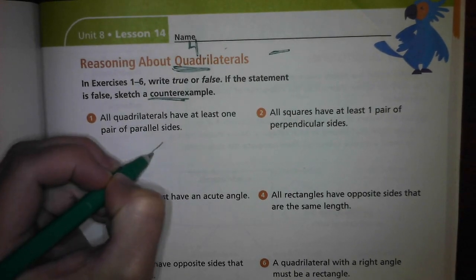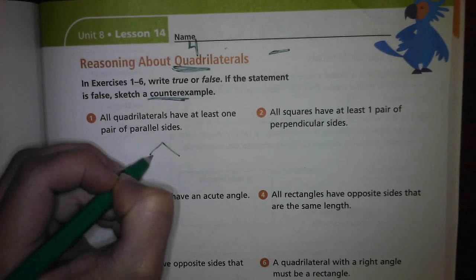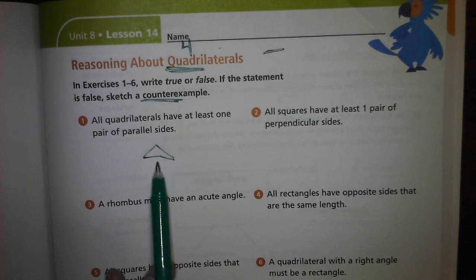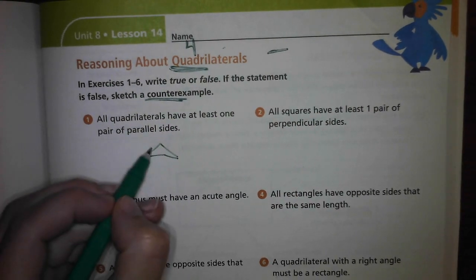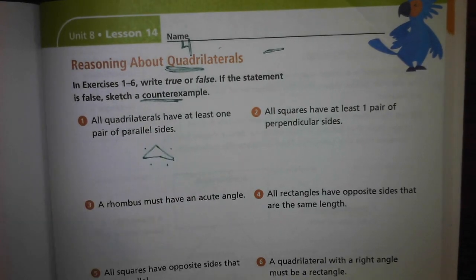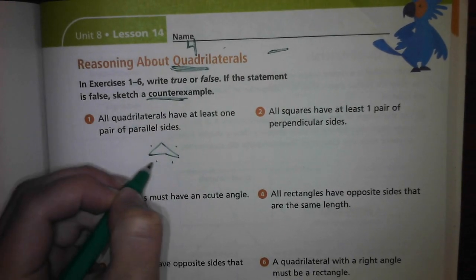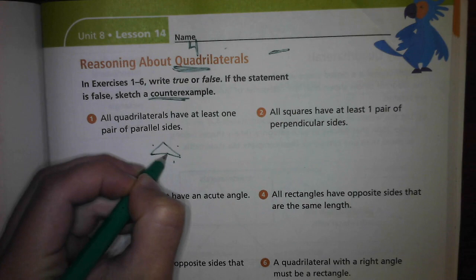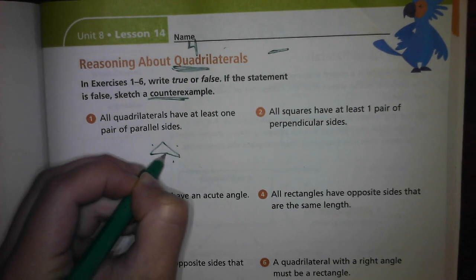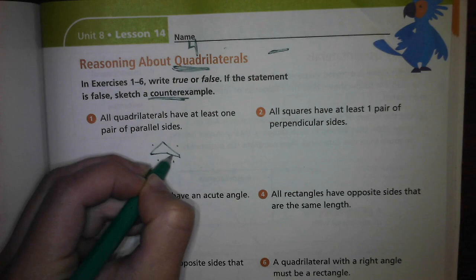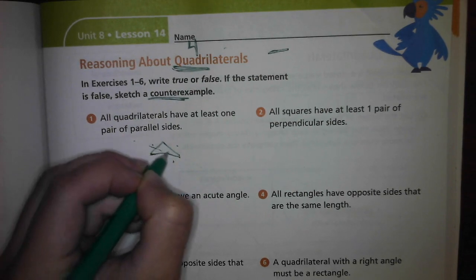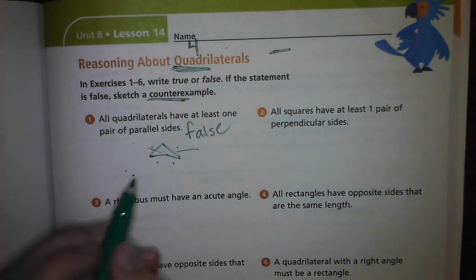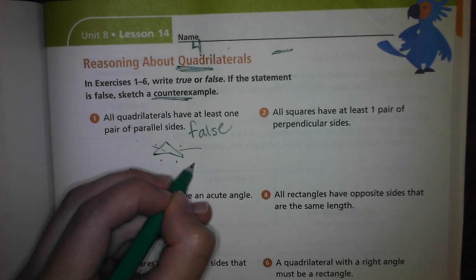All quadrilaterals have at least 1 pair of parallel sides. Well, that's false because this is a quadrilateral. It has 1, 2, 3, 4 sides, but it doesn't have any pair of parallel sides. If these continued, they'd cross. If these continued, they'd cross. If this continued, it would cross. If this continued, it would cross. So this is false. A quadrilateral doesn't have to have parallel sides.